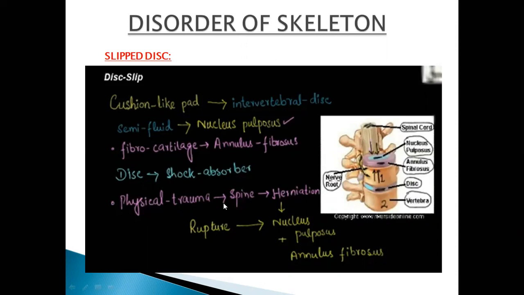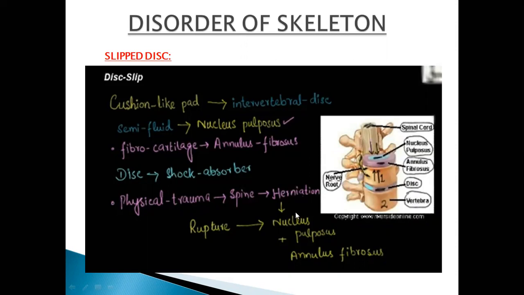Physical trauma to the spine causes herniation. For example, in case of an accident, if you lift some heavy weight, or if you fall down. These are the different physical traumas in which the disc slips. The disc gets damaged, herniation occurs, and it is unable to perform its function.